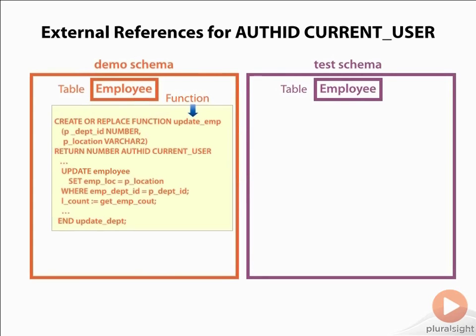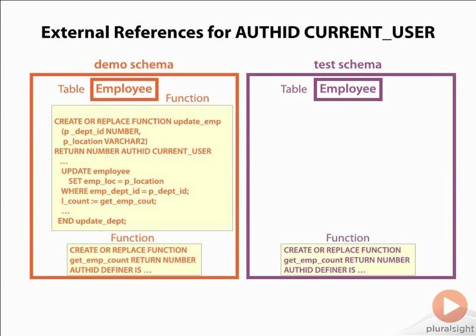So here is the same function we looked at defined with the invoker's rights clause. Along with issuing the update to the employee table, our function updateEMP also calls another function called getEMPCount inside it. The function is present in the demo schema. Let us say the getEmpCount function exists also in the test schema. Here is our demo session.